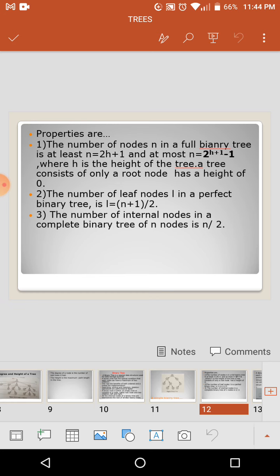The number of internal nodes in a complete binary tree of n nodes is n / 2. If we can say that a tree is a complete tree, the internal nodes number n / 2. These are the basic properties. If these conditions are satisfied, we can say that a tree is a binary tree.